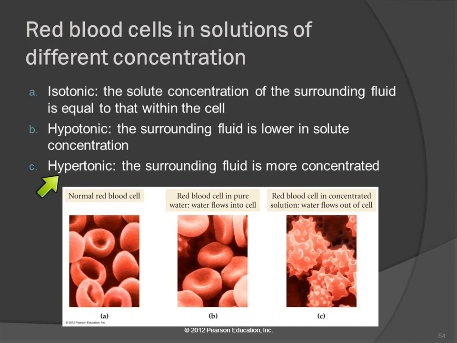And the other extreme is the hypertonic. Hyper meaning more, hyperactive, more active. The surrounding fluid is more concentrated. More concentrated draws water out of the cells and causes them to shrivel up. And that's not a good situation either. And there are implications of this for cooking.